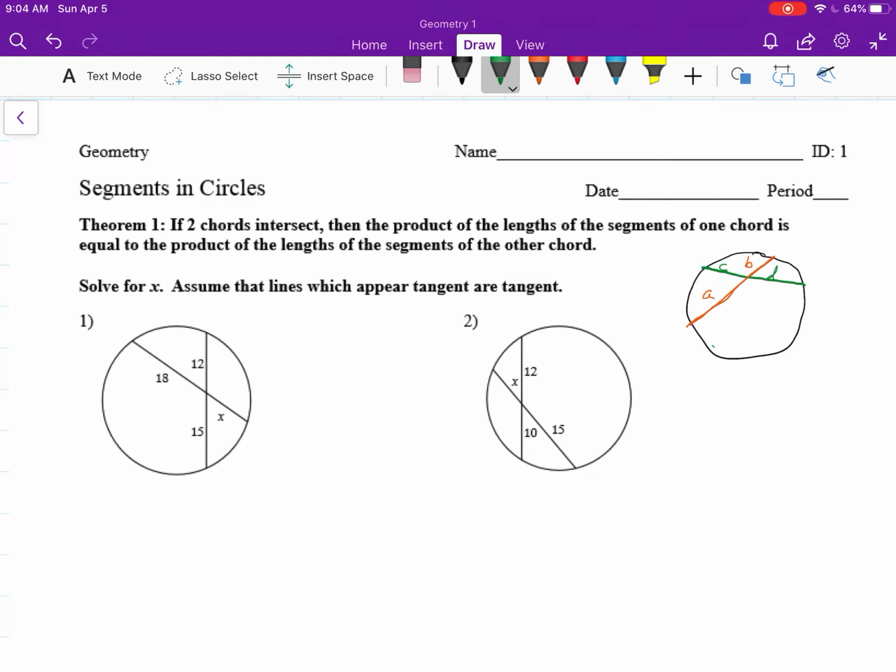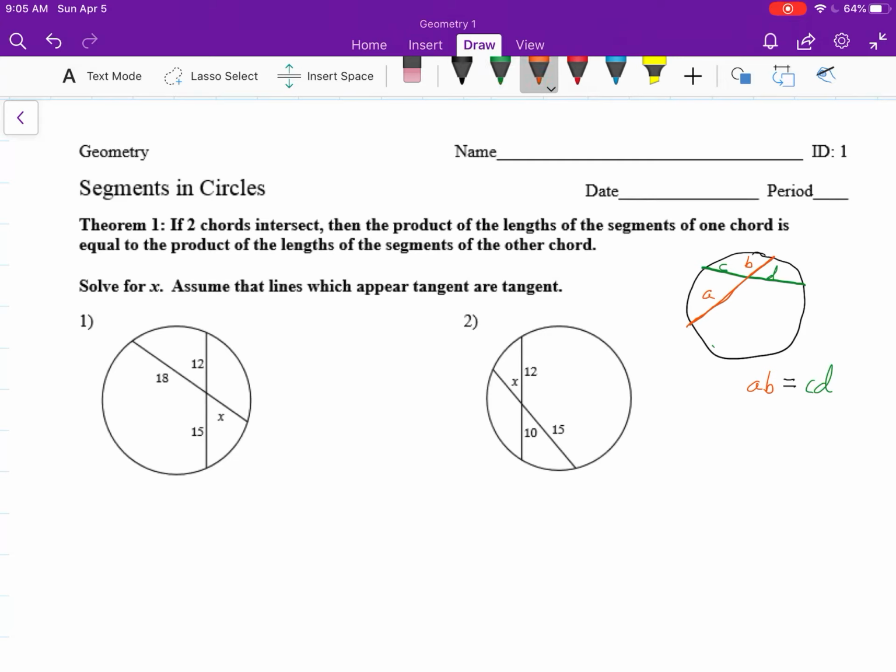So the product of the lengths of the segments of one chord, so let's say A times B, that's the product of the lengths of one chord, equals the product of the lengths of the segments of the other chord. So that's going to equal C times D. It's actually a pretty easy theorem to use. If two chords intersect, the product of the first two parts equals the product of the second two parts.